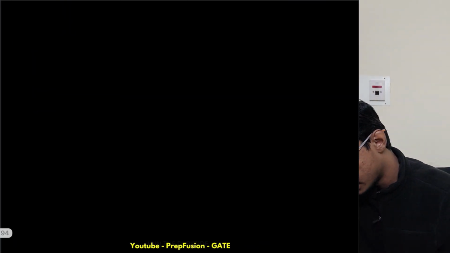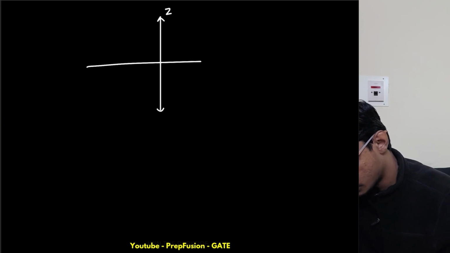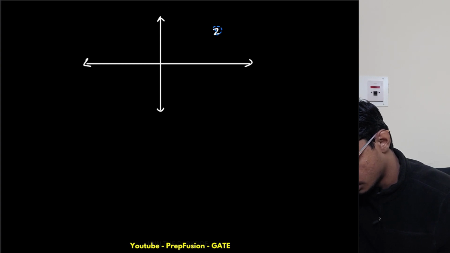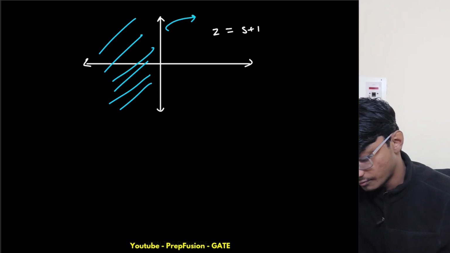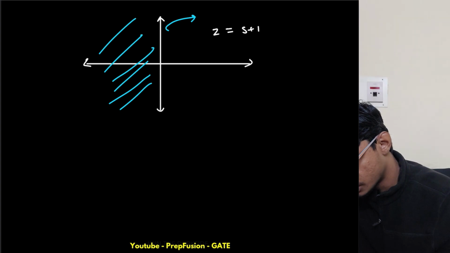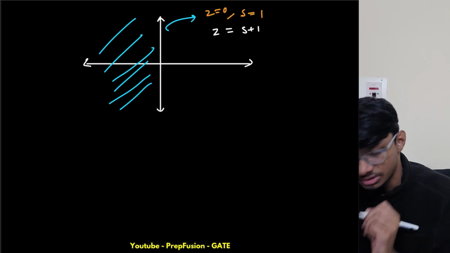So I have a new axis, okay. This is z equals basically s minus 1. So here I will find my roots around this one, right? So what does this line represent? This line represents two things. First, it represents z equals 0, okay. Other than that, it represents s equals 1 also, right?